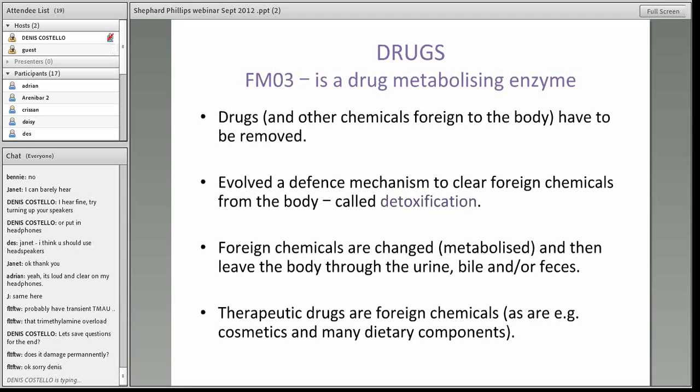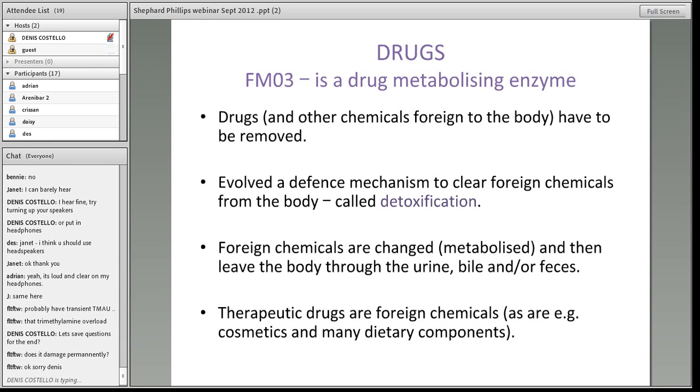So the next part of the talk I'm going to devote to other actions of FMO3. Now, I said that FMO3 is a drug metabolizing enzyme. And in fact, that's why we were first interested in it, because we have worked for a number of years on drug metabolizing enzymes. So FMO3 does play a key role in trimethylaminuria, but it can metabolize chemicals other than trimethylamine.